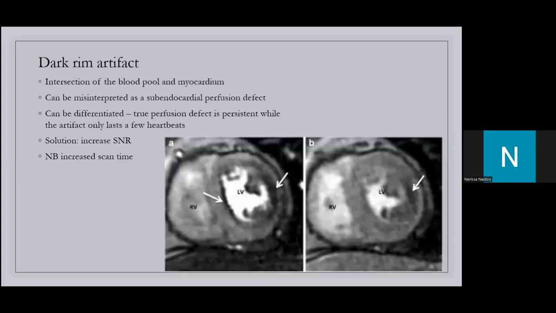Basically, what it can be misidentified as is the dark rim artifact, okay? And this commonly occurs at the intersection of the blood pool and myocardium. So you've got the blood pool, which is quite bright now because of our contrast in there, and then you've got the dark myocardium. And then you get the subendocardial ring, which, as I said, could misrepresent a perfusion defect, but it can be easily differentiated by an experienced MR tech or radiologist.